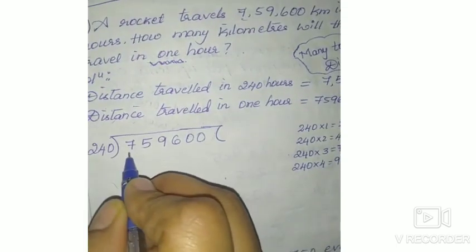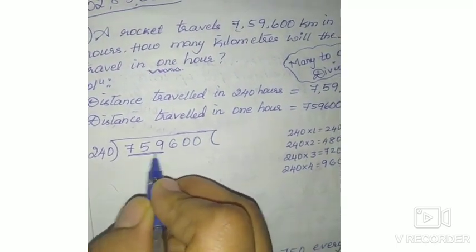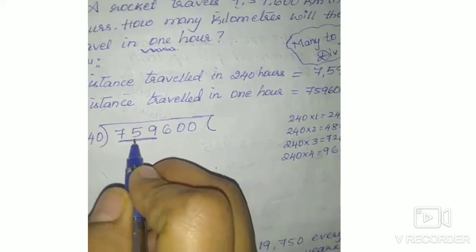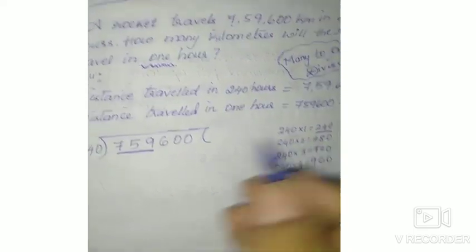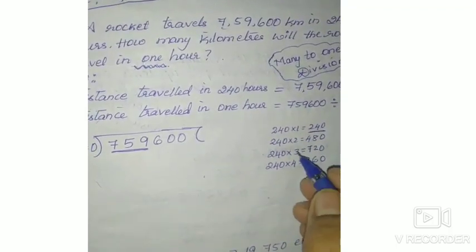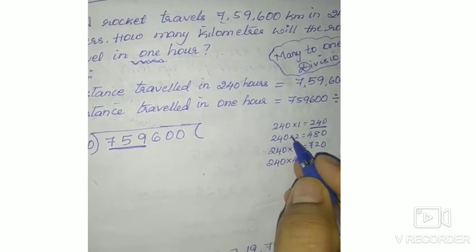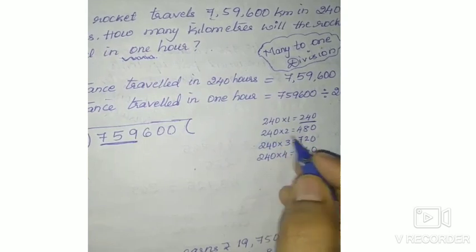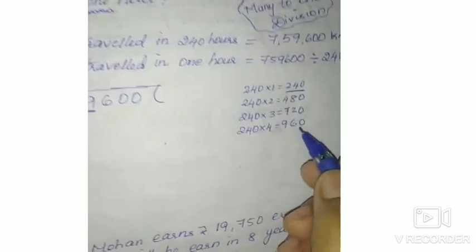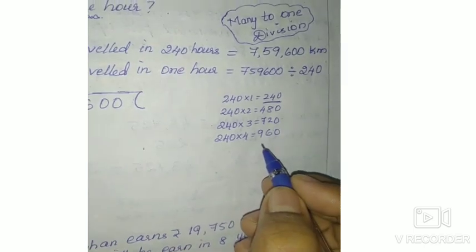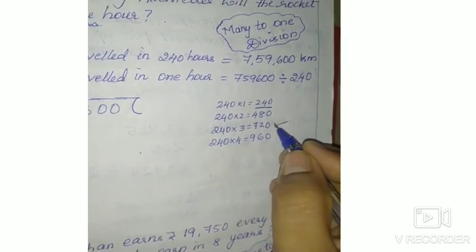So here also we have to start with 3 digits, not with the first digit or second digit, because the divisor is a 3-digit number. Now start multiplying 240s. 240 zeros are 0, 240 fours are 8, 240 twos are 4. You can see, where is 759? There is no 759 in this table. So take the immediate number less than it.